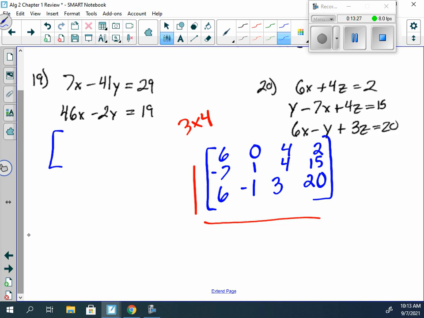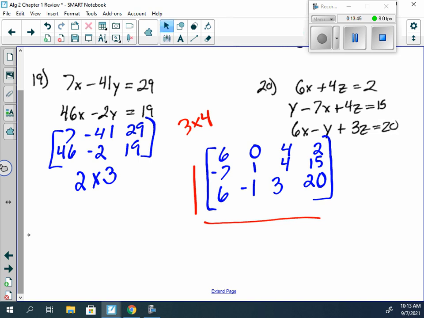So here we have X and X, Y and Y, yes? Do we have a Z? Does it show up anywhere? 7, -41, 29, 46, -2, 19, and this is a 2 by 3.